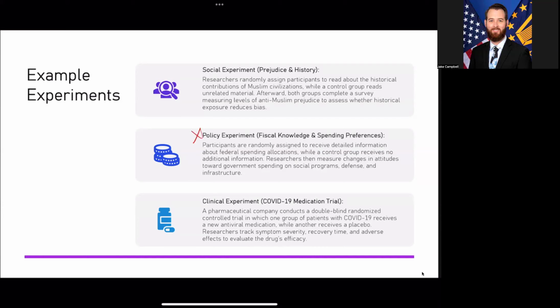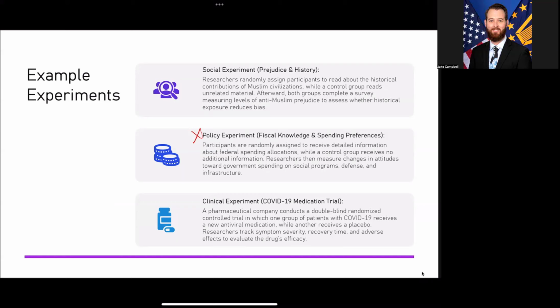Another example, policy experiments on fiscal knowledge and spending preferences. This is something that I did for my dissertation research. I undertook a research experiment to determine whether individuals who have opinions about what the government should spend the federal budget on really and truly understood how much we actually spend currently in the federal budget on different things. And so I had those individuals identify their preferences for spending on things like social programs, healthcare, defense, infrastructure, without them getting any information about how much the government spends.